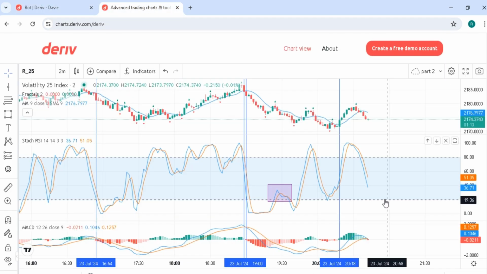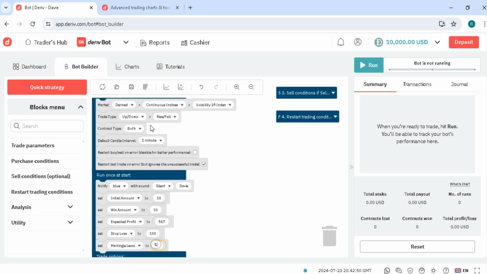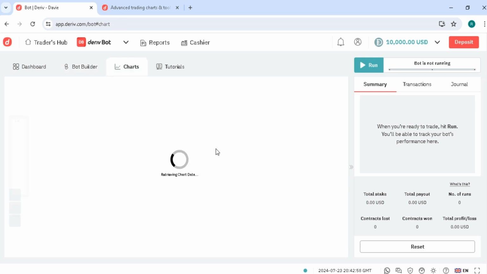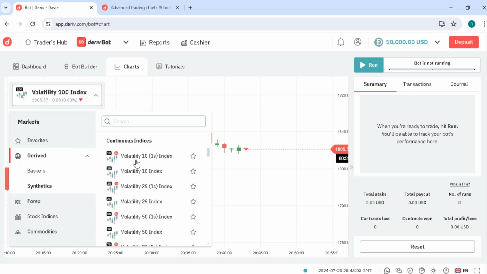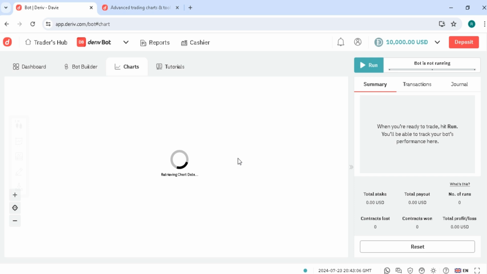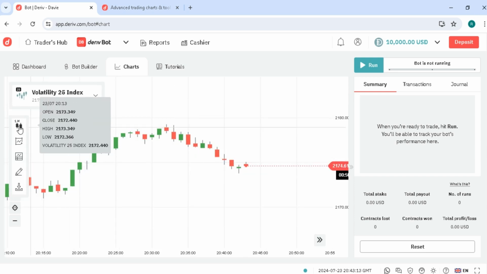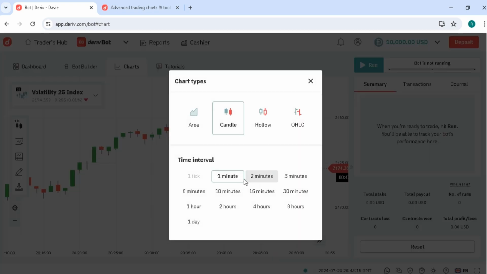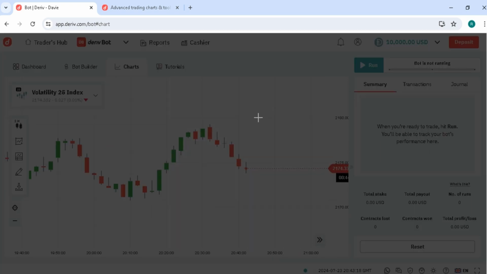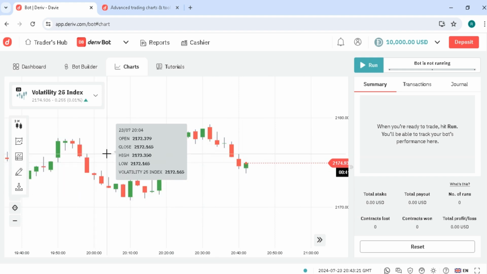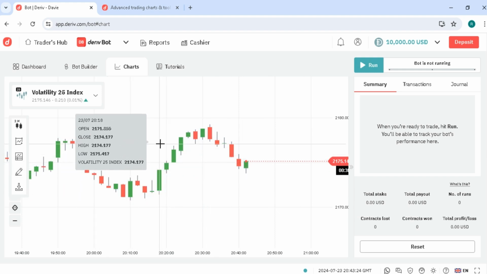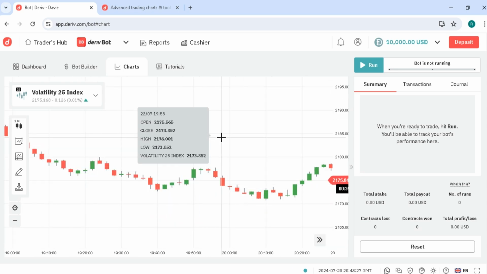So when you have identified a market and you want now to trend, assuming that our market is good, you now come to the charts, making sure that it is also V25. Two minutes. Everything should rhyme.